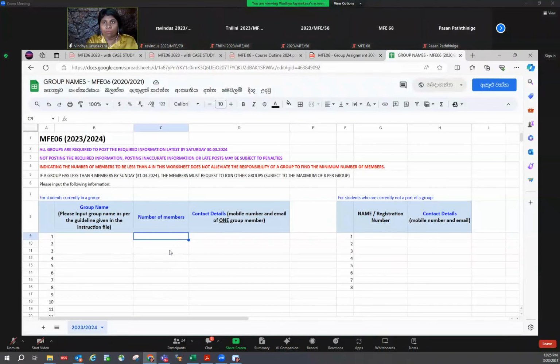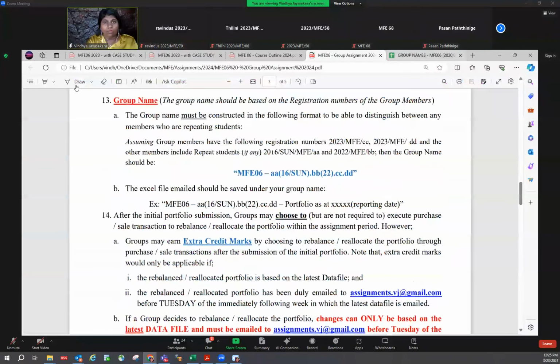4 to 8 members. Minimum 4, maximum 8. And contact details of one group member, mobile and email. This is for the benefit of people outside of the group who don't have groups, because you all don't meet physically until once a month. It is very difficult for some people to find groups, but you have penalties if you don't have a minimum of 4 people in a group. So please, all groups must enter. If you don't enter, there are still penalties. It's written here.